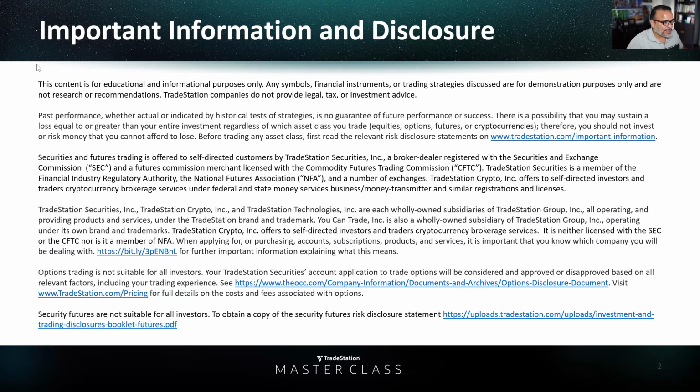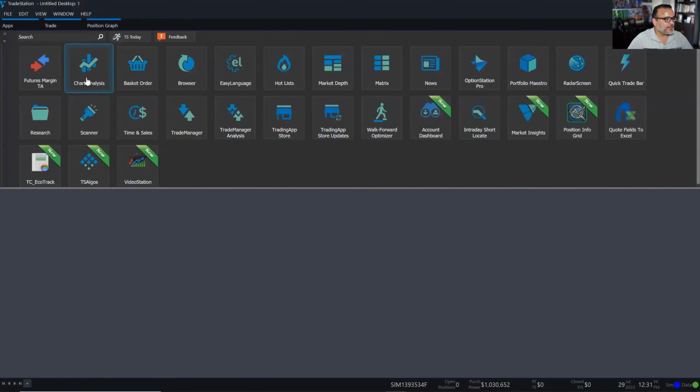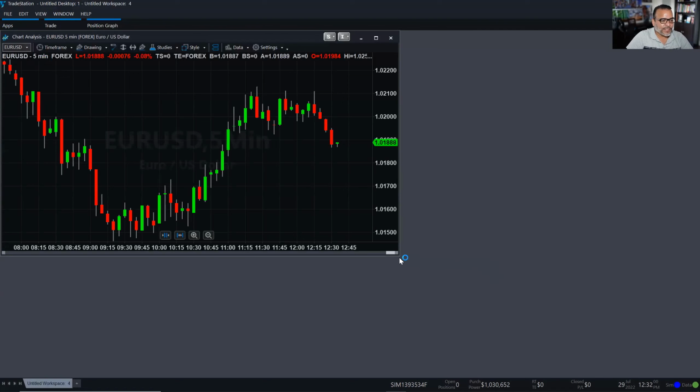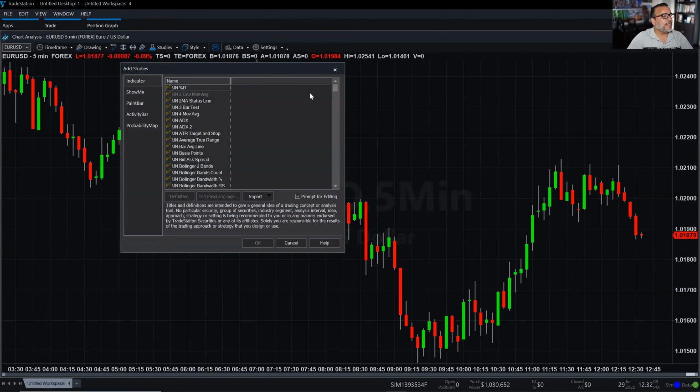Let me switch over to my TradeStation platform and start talking about volume. Let's go here to apps, click on chart analysis, and we're going to go down the list of the different studies that are provided in volume so that we can understand them fully. I'm going to go to studies and click on add study. If I scroll down to volume, you're going to see that we have a whole bunch of volume studies. So let's try to understand what the differences between them are and what each one of these is trying to tell me.